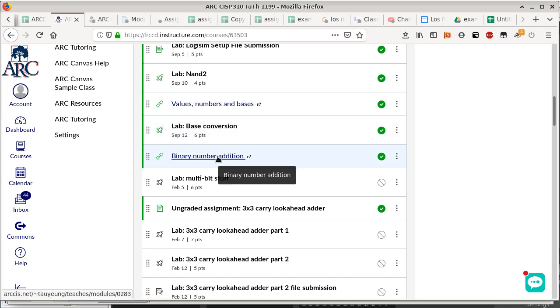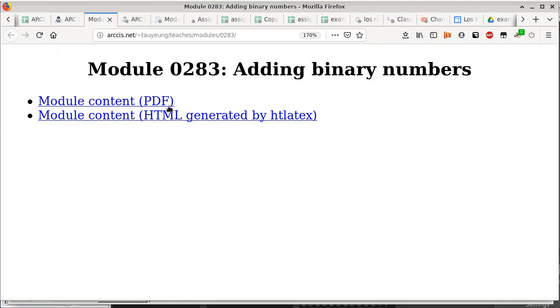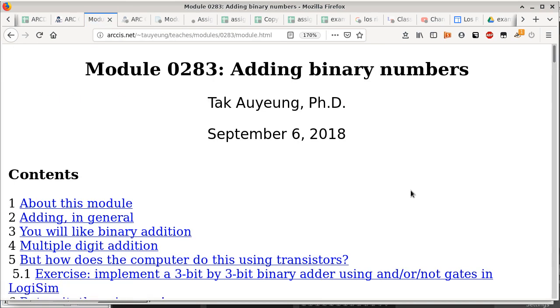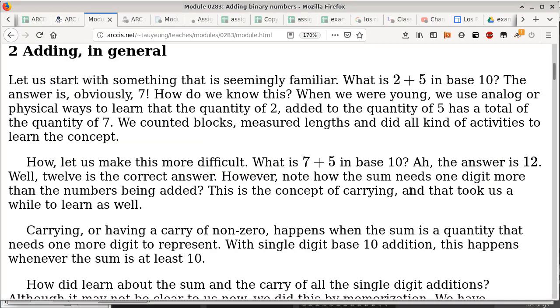So the next module is about binary number addition. All right. And just like the other module, it starts off talking about base 10, okay? How many people remember how you learned addition? I really cannot, but some of you may be able to do it. And do you remember the concept of carry?